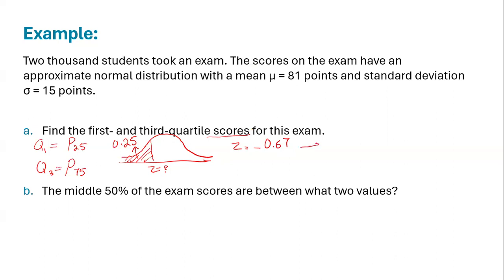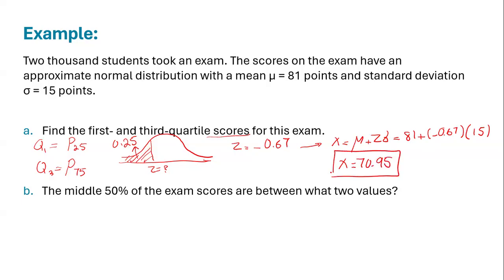Convert it to X. So now I'm going to convert this to X by using the formula that we had. The mean is 81, Z is negative 0.67, and the standard deviation is 15. And the final answer for the first quartile is 70.95. That's only the first quartile. We do the same for the third quartile.